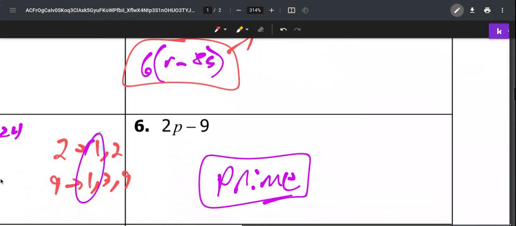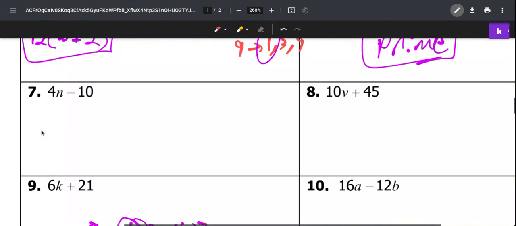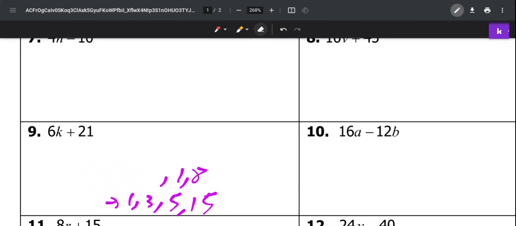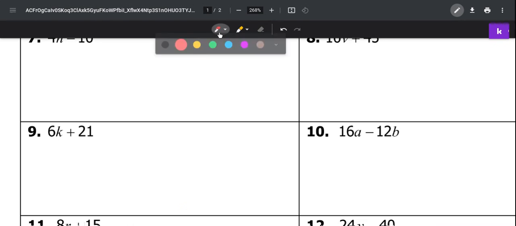All right, so now you do a few of these. Try to do 7, 8, 9, 10, and let's see how you do. Then I'll write the answers. All right, so pause this, do those, and then let's see.